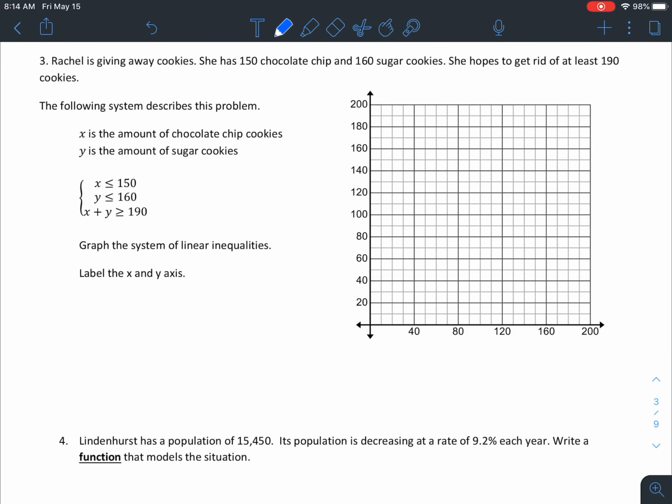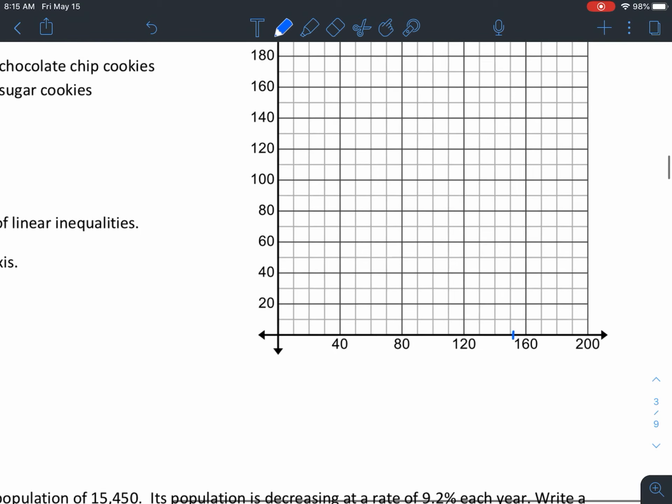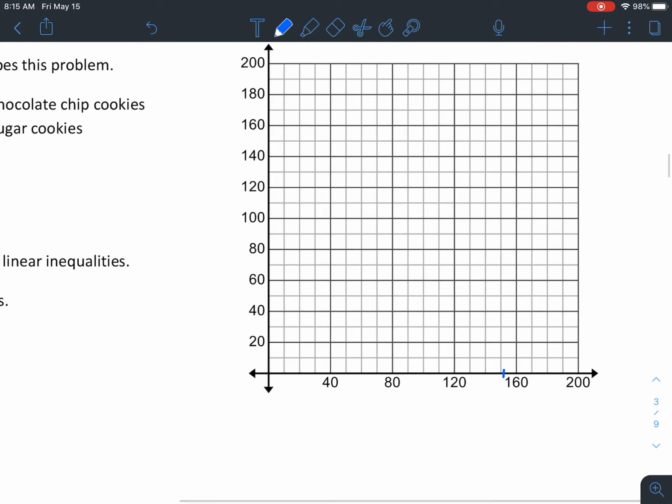So X is less than or equal to 150. So we have to find the 150 mark. So we look at here, 150 would be right where I made the blue mark. Because it is the less than or equal to sign, it's going to be just a solid line. It's going to be a solid line straight up this line right here, because that's our X.